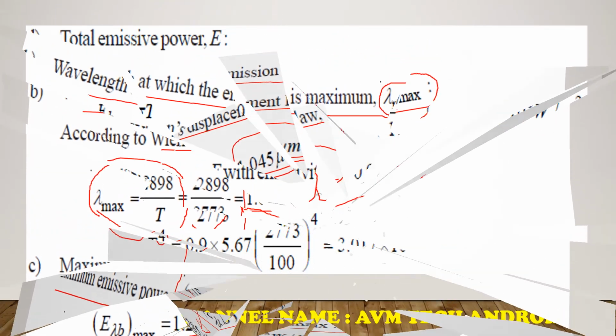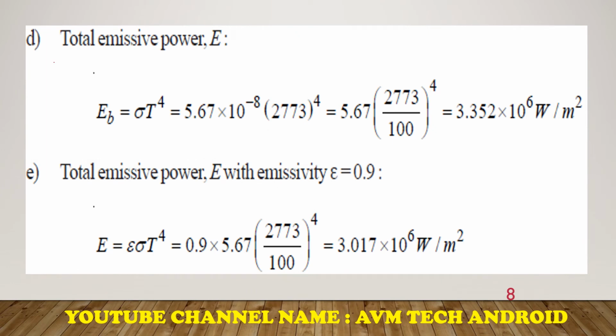Now we have to find out what is the total emissive power E. So according to the Kirchhoff law, E equals EB, that is sigma into T power 4. Sigma value we have to remember, that is 5.67 into 10 power minus 8 watt per meter square Kelvin power 4. Temperature value is known to us. So we will get total emissive power, that is EB, equals 3.352 into 10 power minus 6 watt per meter square. So that answer is also available.